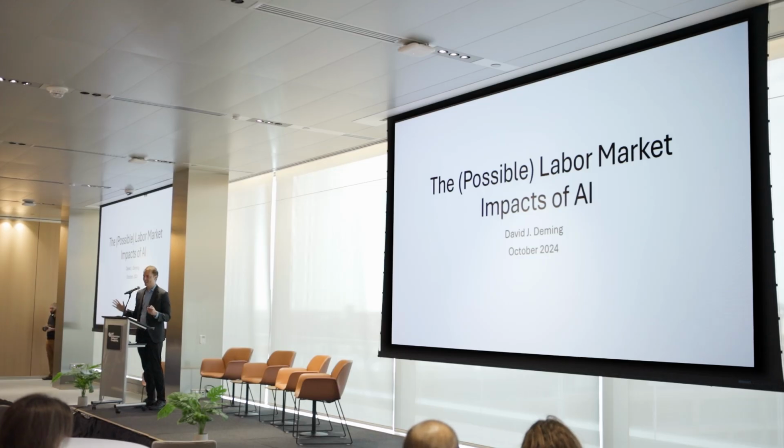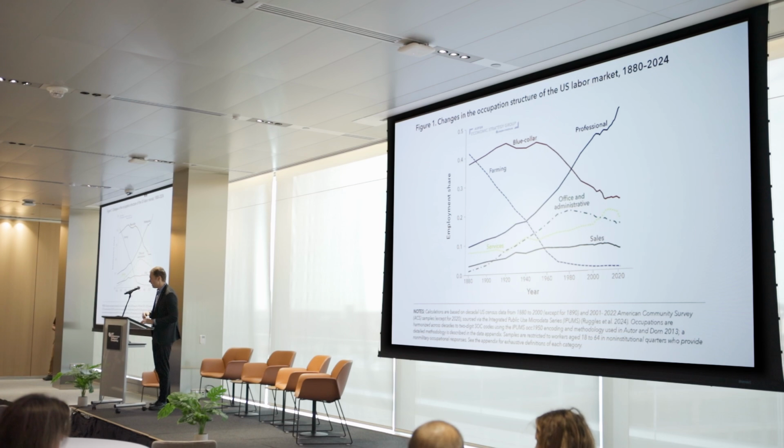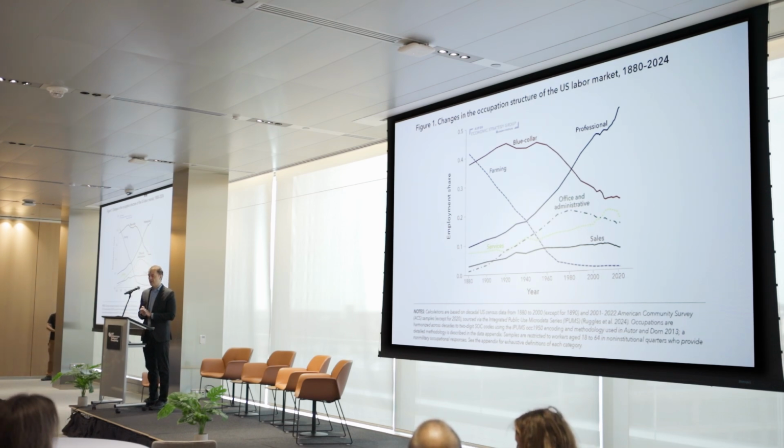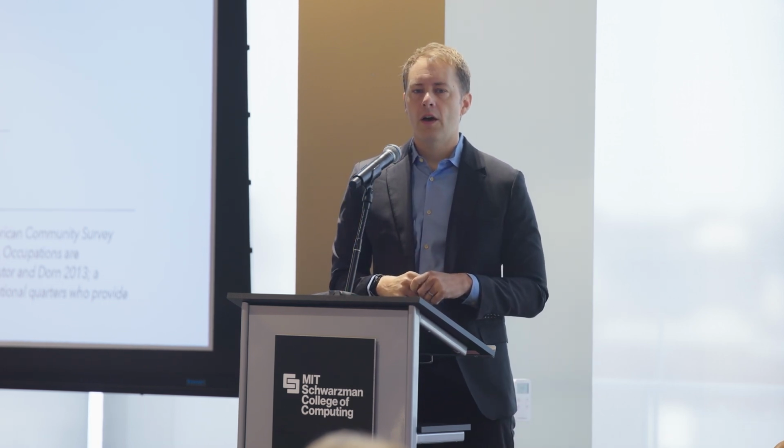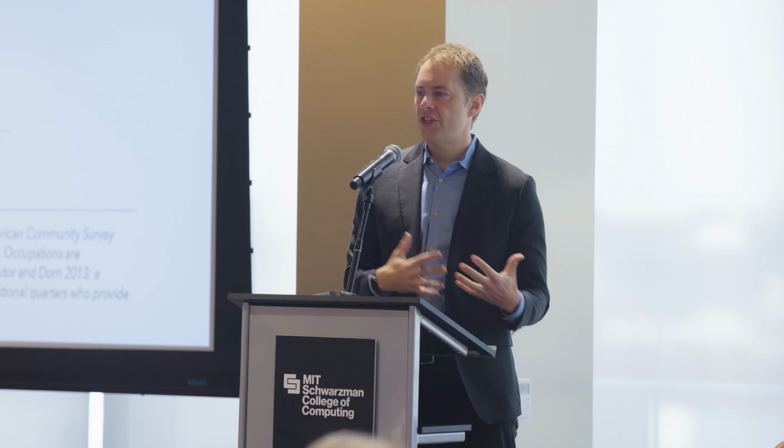So this is the talk. I want to start with the observation that we've been here before. This is a figure from a paper that I recently published with Chris Ong and Larry Summers called Technological Disruption in the Labor Market. What we did was take census data and American Community Survey data back to 1880 and ask what has been the long run change in the US labor market in terms of the composition of jobs.